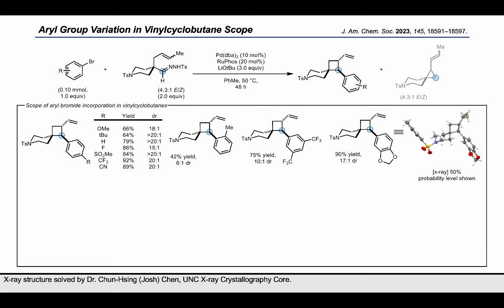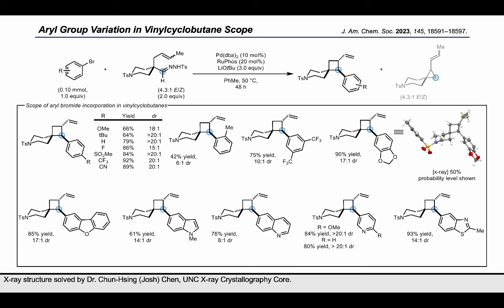we could readily incorporate CF3 groups and a methylenedioxyphenyl group, with which we were able to confirm the relative stereochemistry through single-crystal X-ray crystallography with the help of Dr. Josh Chen in the UNC X-ray crystallography core. We could also incorporate electron-rich and electron-poor heteroaryl bromides, including pyridines and benzothiazoles, in high yields and high diastereoselectivities, again up to greater than 20 to 1.